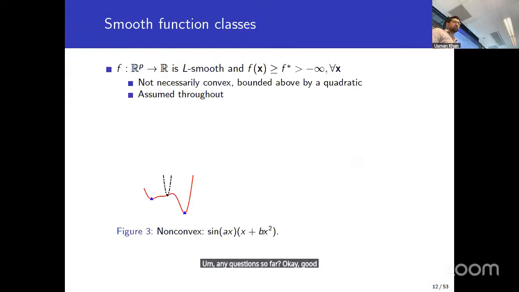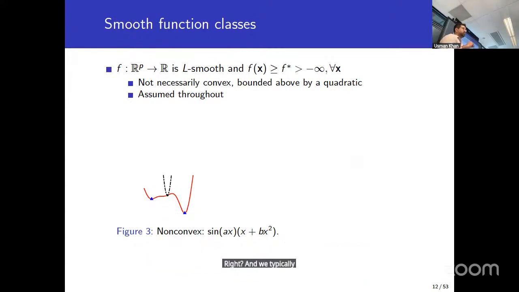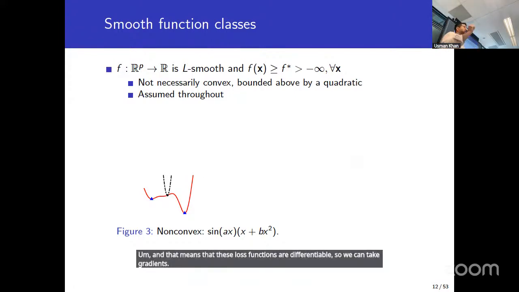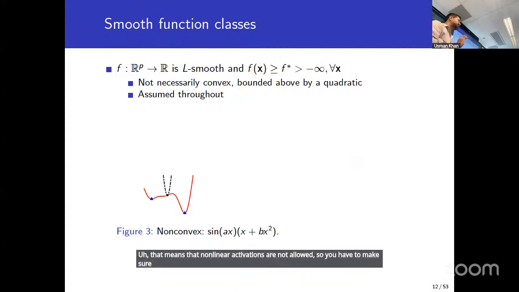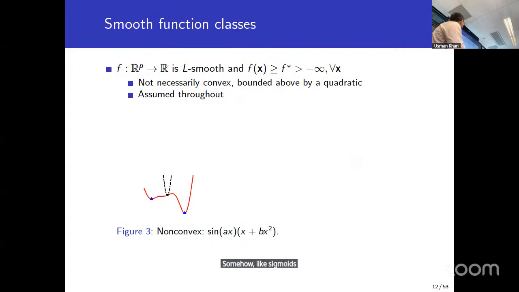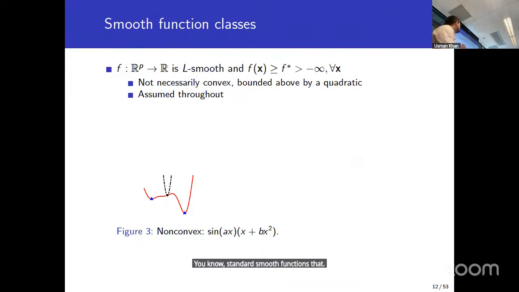Okay, good. So I'm going to briefly define the functions that we want to minimize. So this f now is my loss function, right? And we typically assume these loss functions to be L smooth. And that means that these loss functions are differentiable, so we can take gradients. That means that nonlinear activations are not allowed, so you have to make sure that they are soft somehow, like sigmoids. And when I talk about L smooth functions in general, we do not assume any convexity. So they are just standard smooth functions that are differentiable.